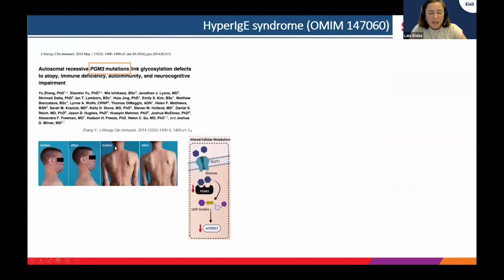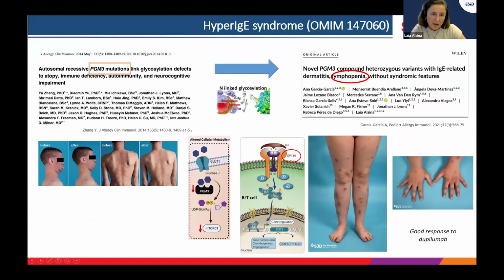So for PGM3 mutation, I just wanted to mention that after the initial description in 2014 of the disease of this N-glycosylation disorder impairing GP130 downstream of IL-6, then other patients have been described with less of a severe neurological or immunoosseous phenotype, but still with a very severe allergic phenotype. This is two siblings that we follow with this prurigo nodularis that is very well responding to dupilumab.